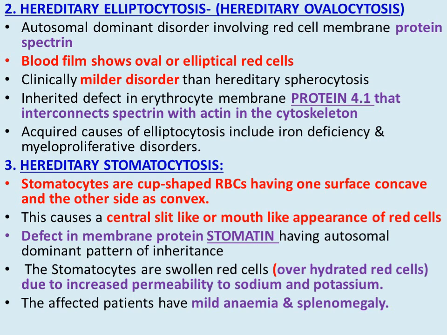The stomatocytes are swollen, overhydrated red cells due to increased permeability to sodium and potassium. So water will move inside the red cells, making them overhydrated. The affected patients have mild anemia and splenomegaly.